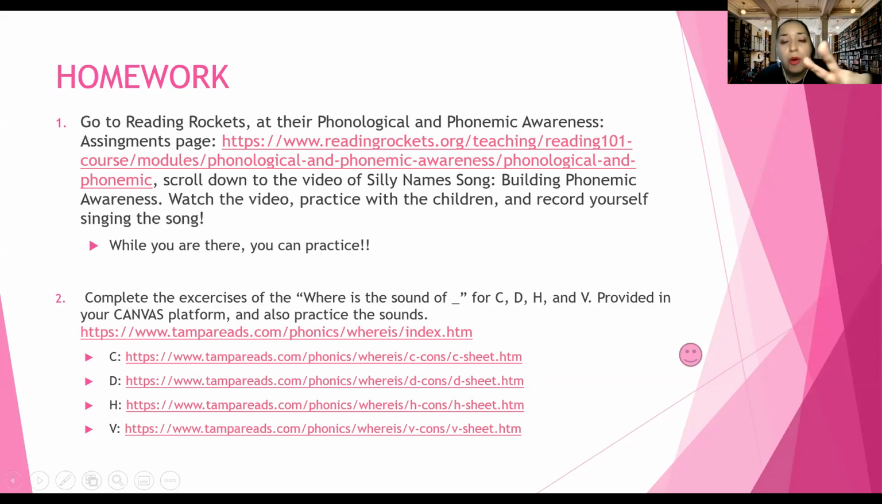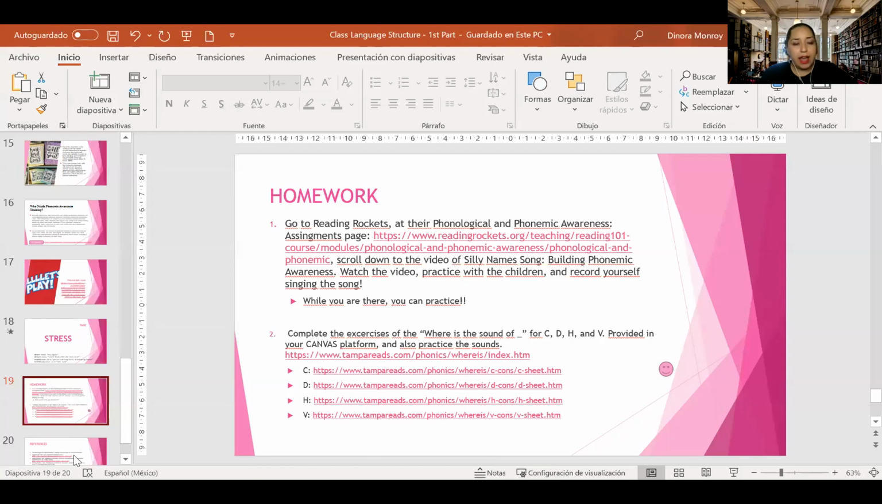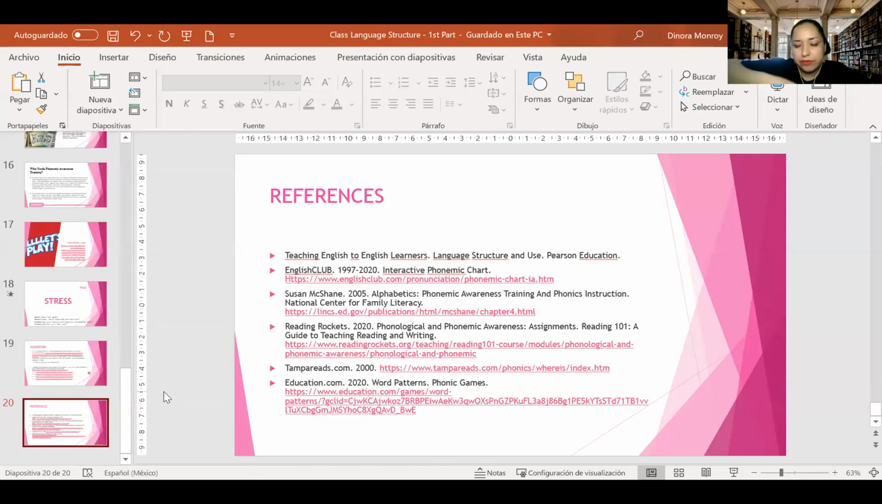And the second homework is, there are 4 sets of sheets for exercises. This is all individual homework. You're gonna go and check those for the sound of C, D, H, and V. And it's provided there through these links, and you're just going to submit that one. Over here, I put all of the references that I used for this presentation also.